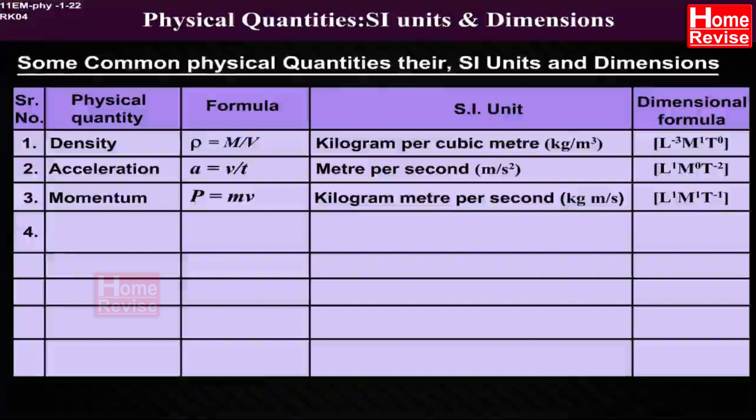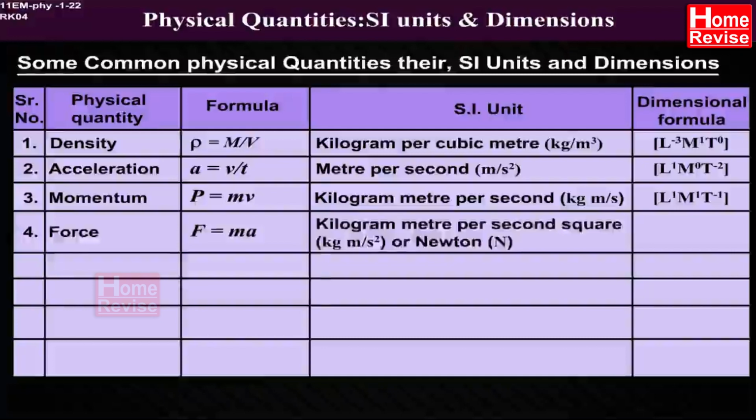4. Physical quantity, force. Formula: F is equal to ma. SI unit, kilogram meter per second square, kg m upon s^2, or Newton, N. Dimensional formula L^1 M^1 T^-2.